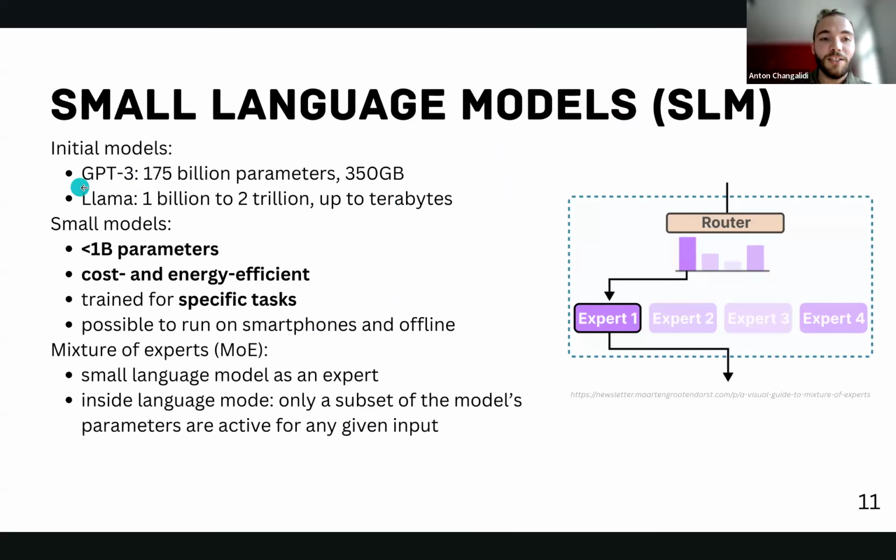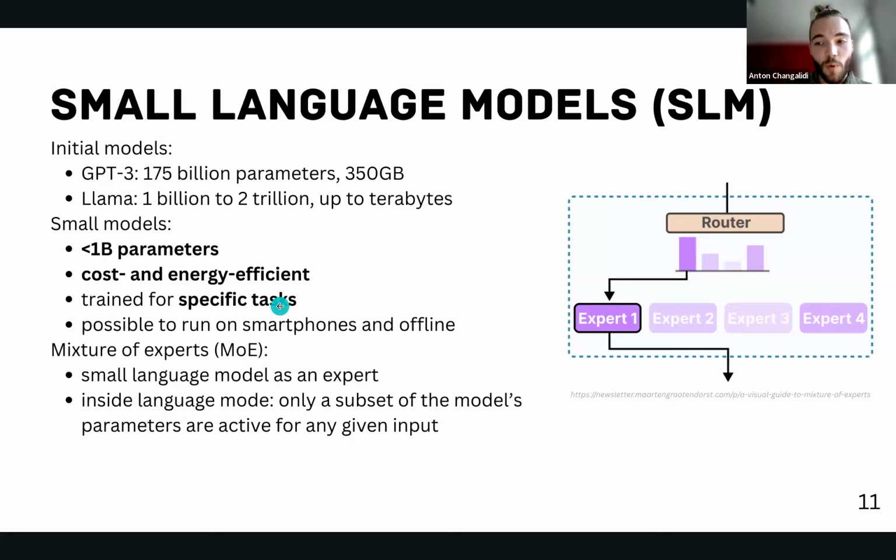For example, GPT-3, which is now very outdated, has almost 200 billion parameters, and the size is also very huge. Llama has different sizes, but it starts from 1 billion and goes up to 2 trillion. And I know that GPT-4 has more parameters, but we don't know specifically what amount. These are huge models. And the idea of using small language models is to make small models trained for very specific tasks.